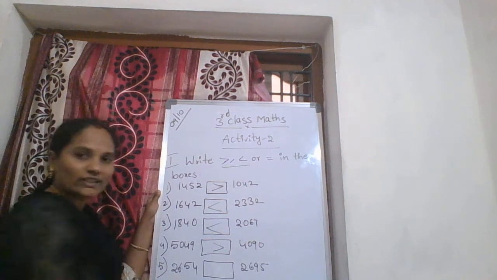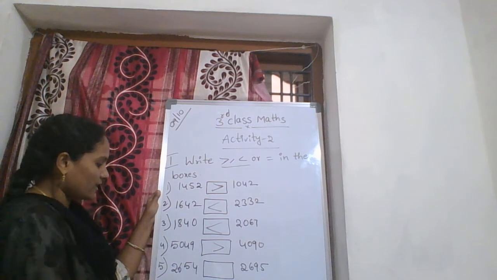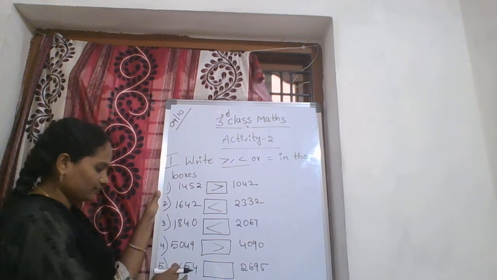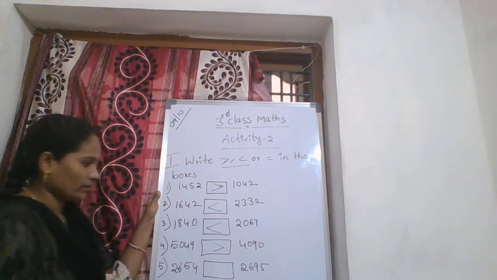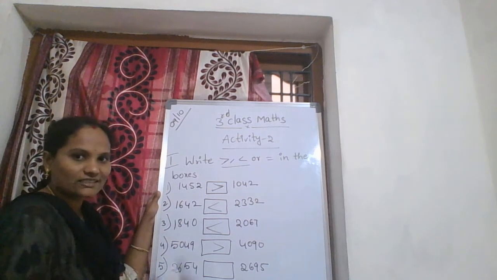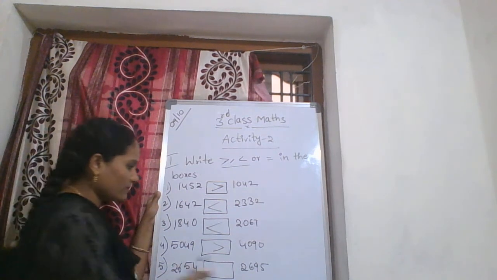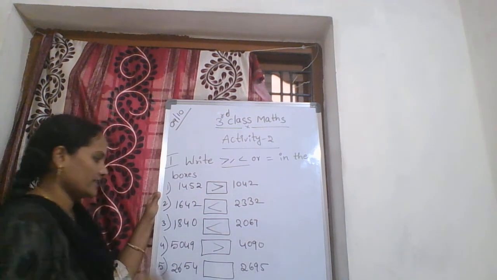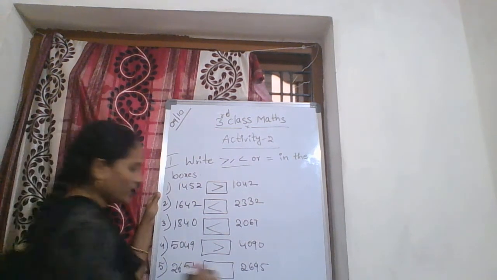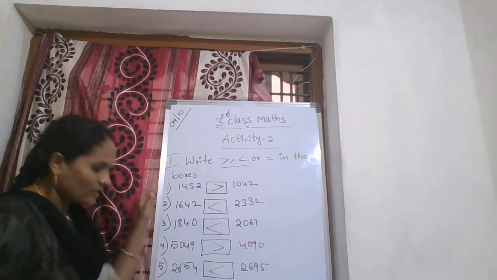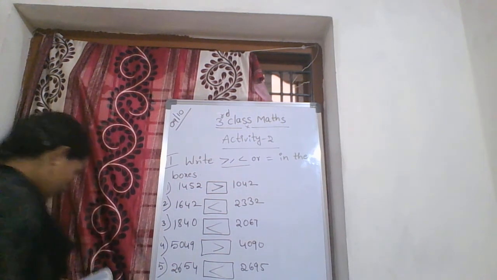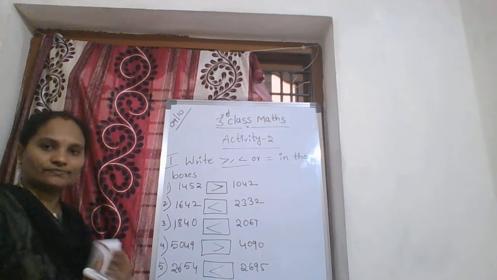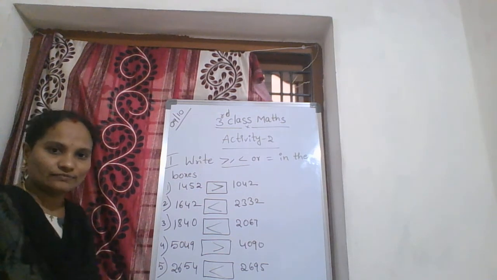Okay children, now last one. 2, 2. Both are equal in the 1000s place. Next, let's compare hundreds. 6, 6. These are also equal. Let's compare next in tens. 5, 9. 9 is the big one. So 2695 is the big number. Here putting less than. Okay children, please copy this. Next I will begin homework. Please copy these, children.